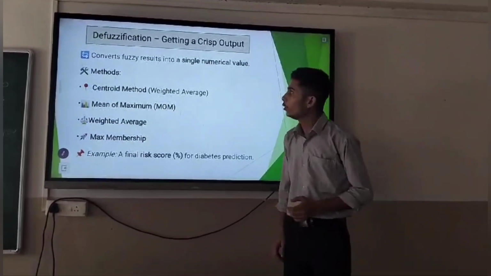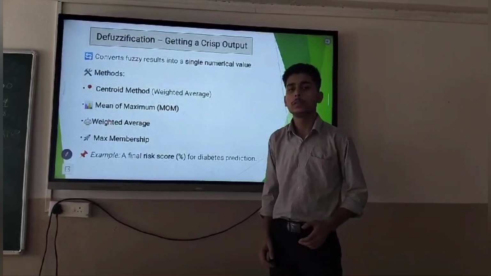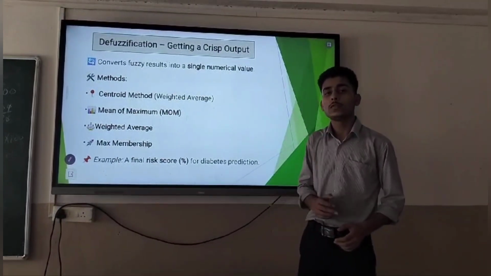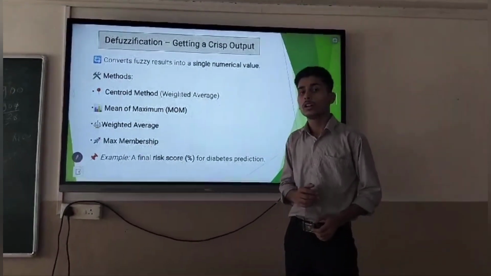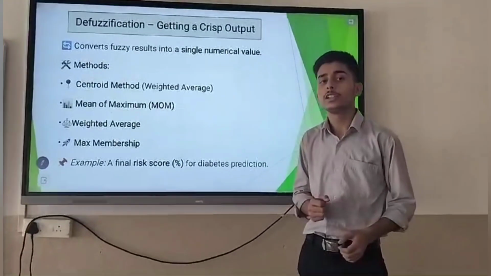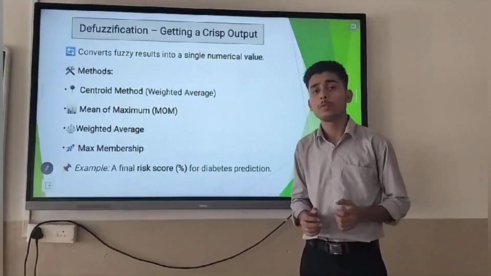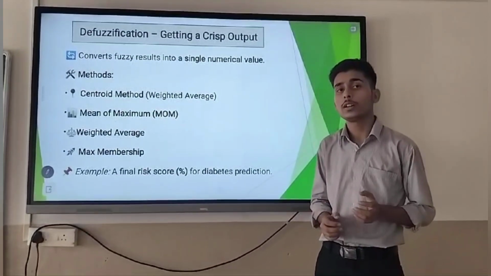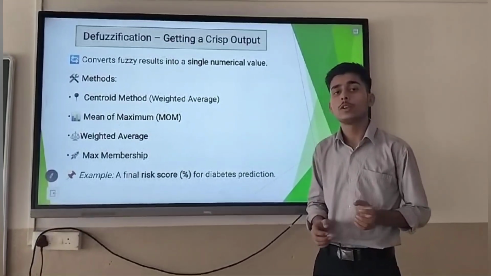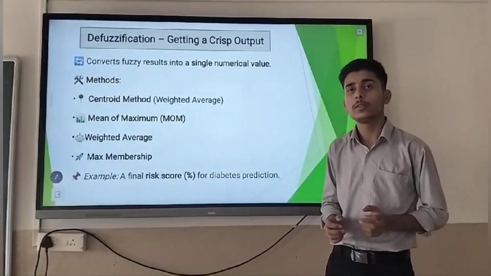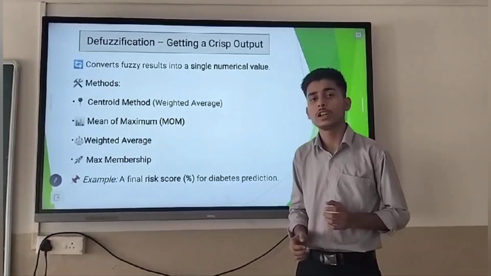Now I will tell you about the defuzzification process, in which we will convert the result of fuzzy logic to a crisp result, that is whether a person is diabetic or not. We all know that fuzzy logic will give the result as a range of values, so we need to convert it into a finite single value that can be understood by a person and a doctor.